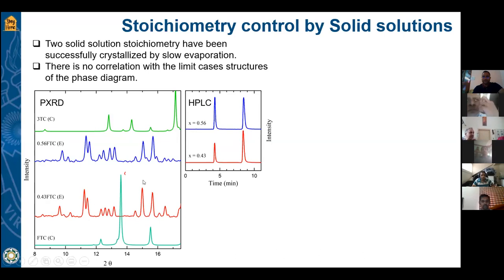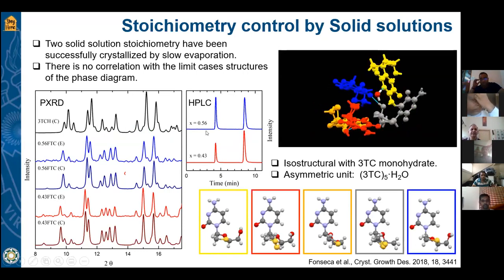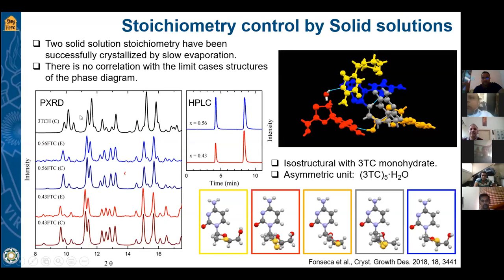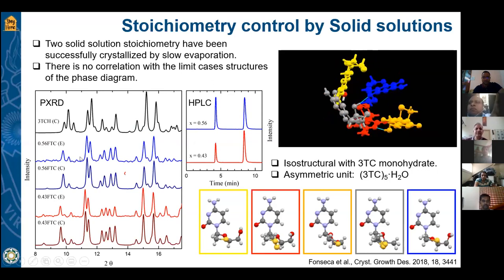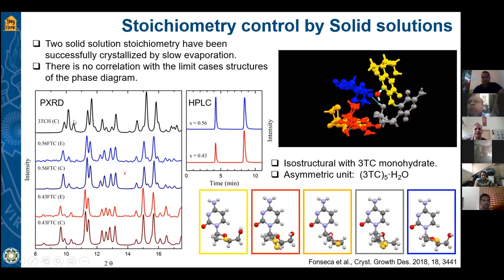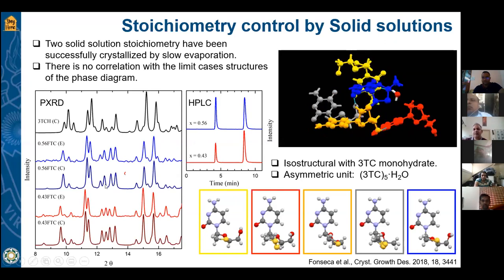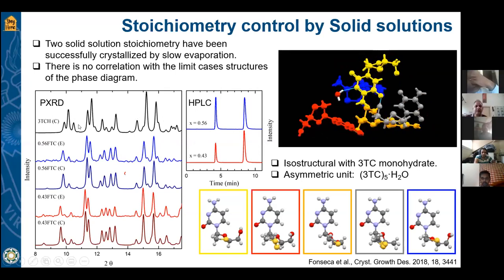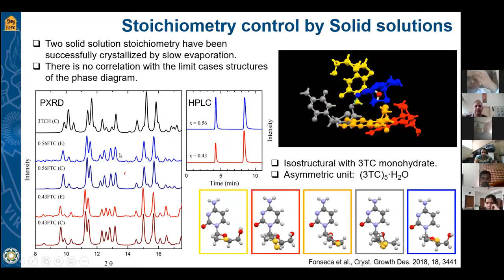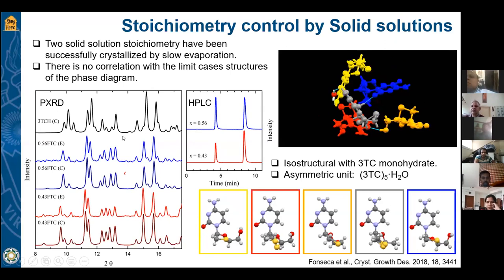But when we determine the crystalline structure, we saw that the solid solution is not based on the pure raw material, but on a monohydrate of 3TC. There is a solid monohydrate, which is here. You can see the solid solution, this is the experimental and the calculated powder pattern. The calculated one reproduces very well the experimental one. And the experimental one is isomorphic with the pure monohydrate. You can see here, even if it is isomorphic, there are some changes in the powder pattern due to the presence of the fluorine molecule.